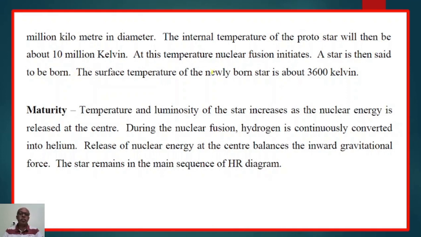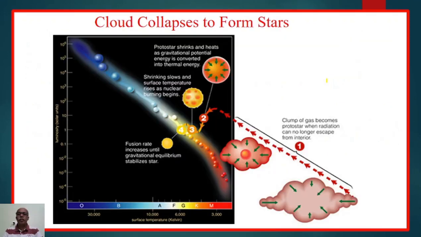The surface temperature of such a newly born star will be about 3600 Kelvin. In this slide you can see the hydrogen cloud which is spread over trillions of kilometers. There will be gravitational attraction and it forms a protostar, and it takes some millions of years to initiate what is known as the thermonuclear reaction. Once the fusion reaction initiates, the star is said to be born, and it appears on the main sequence.